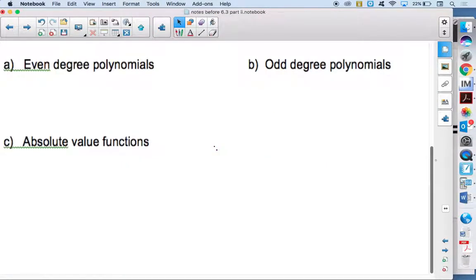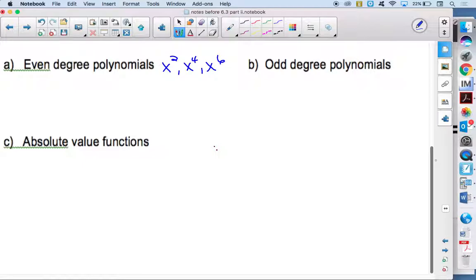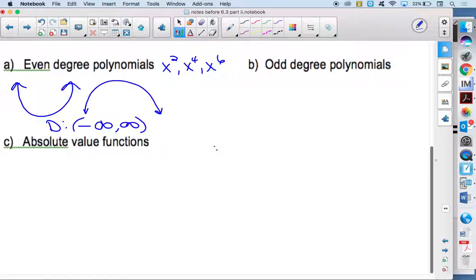Here we go. So if we have an even degree polynomial, remember that was like the x squared, x to the 4th, x to the 6th. This is what those polynomials would look like. Even degree means both go up or both go down. That was an even degree polynomial. Every domain for any even degree polynomial is always negative infinity to positive infinity, because it's going to continue to get wider and wider and wider, and it doesn't ever stop.